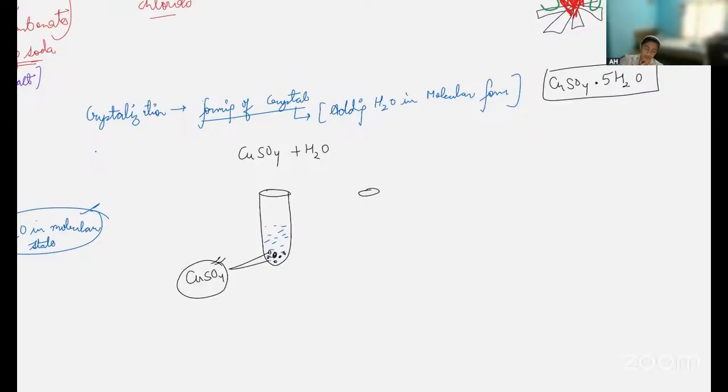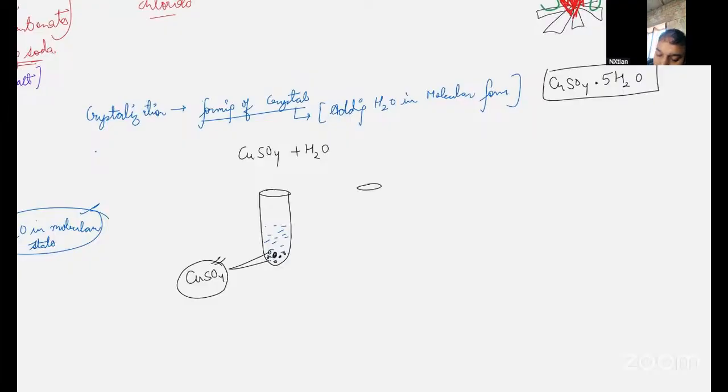CuSO4 is the sugar, right? No, it's not sugar. It's normal salt which we are taking. I want to make a crystal of it. So how crystallization happens, I am just telling it to you. I will simply boil this.